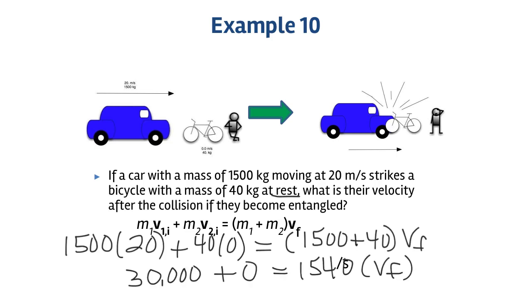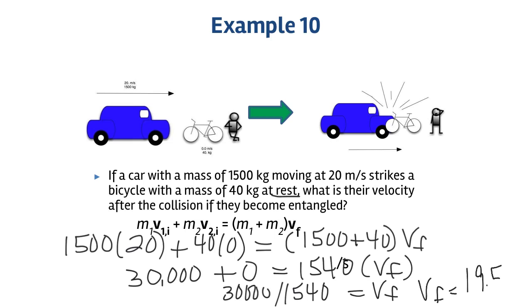So a little simplification here, 30,000 plus 0 equal 1,540 times v of f, and the math becomes 30,000 divided by 1,540 will give me the final velocity. And the final velocity in this problem is 19.5 meters per second for both of the objects after they're stuck together and move away as one unit.